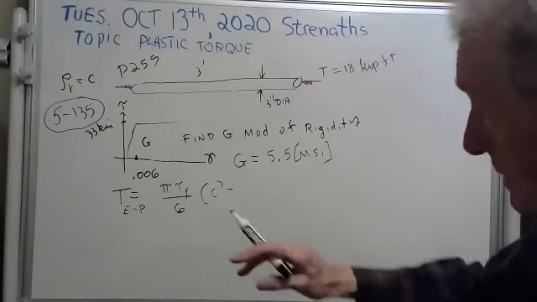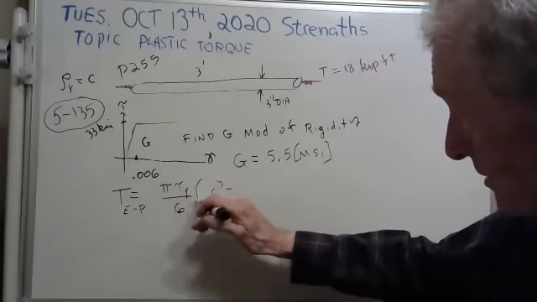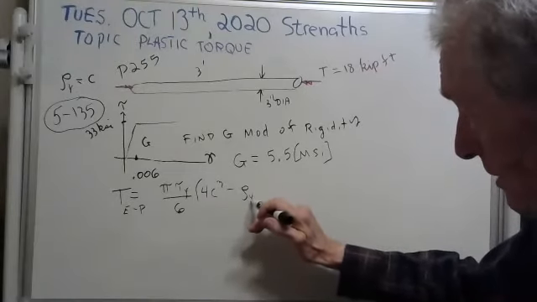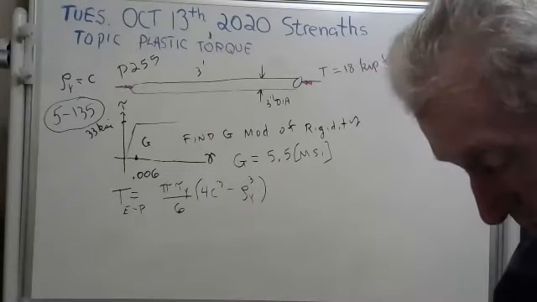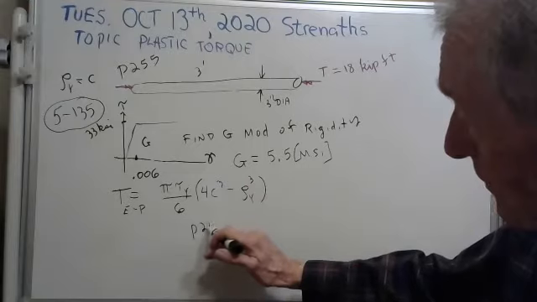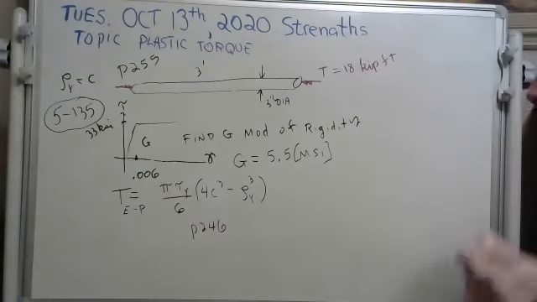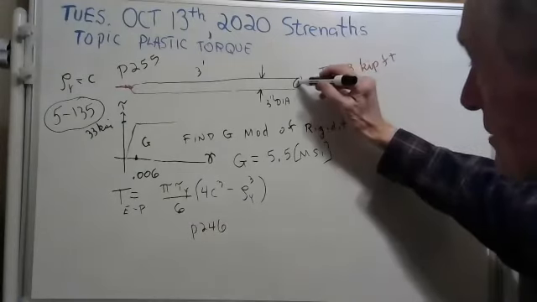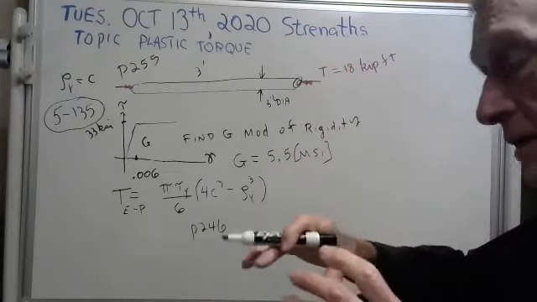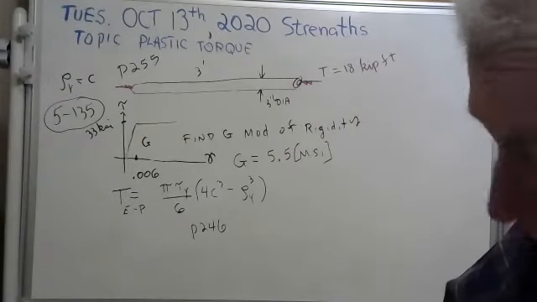And it's, hey, I started off good. Oh, there's a 4 right here. See there? There's a 4 right there. I was going to miss that. Minus rho sub y cubed. That's your equation. That equation's on page 246. It's the equation for elastic plastic torque. See, inside this thing they've got an elastic region, and then they have a plastic annulus. It's part elastic and part plastic.